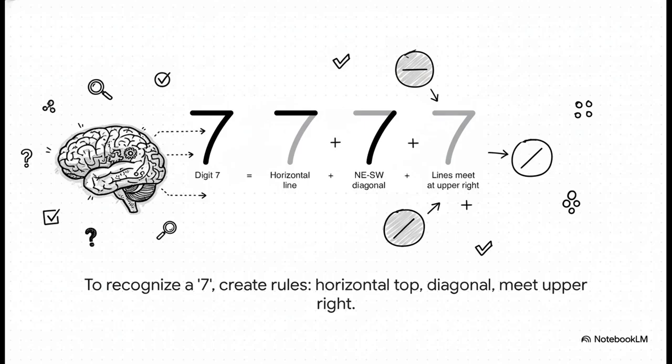Simple. Okay, let's make this super concrete. Imagine we're trying to teach a computer to recognize the number 7. We could come up with some rules, right? Rule 1, it's got a horizontal line at the top. Rule 2, it's got a diagonal line. And Rule 3, those two lines meet at the top right corner. Yeah, that seems pretty solid.